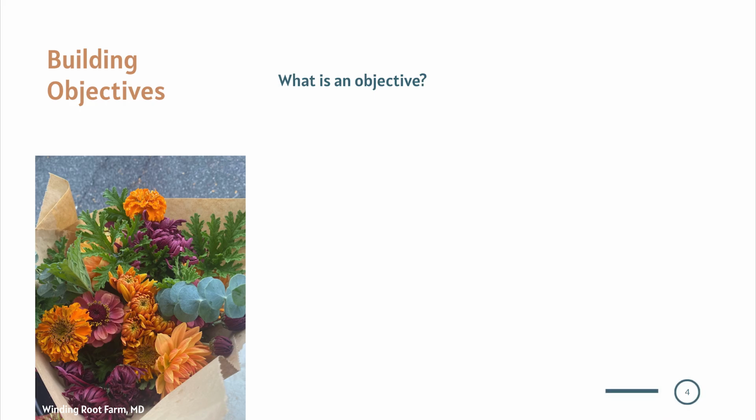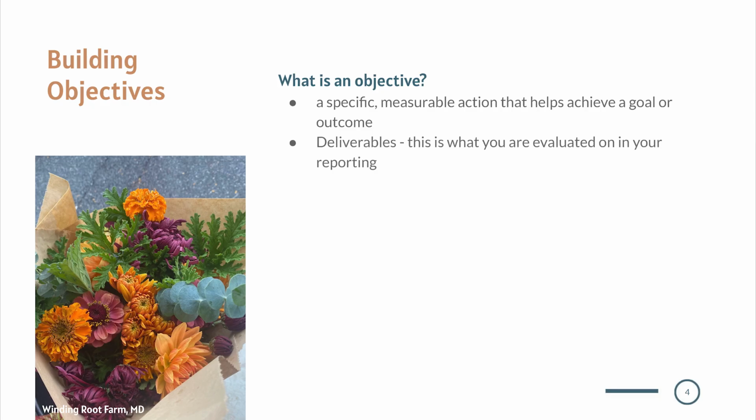Once you have a rough idea of which needs to address in your application, you can start building your objectives. An objective is a specific, measurable action that helps achieve a goal or outcome. In the context of your grant, this is your deliverable. You will be expected to perform these actions and report on them throughout the grant term.